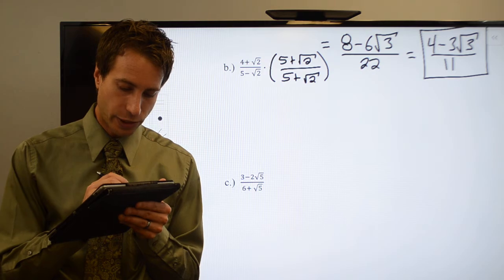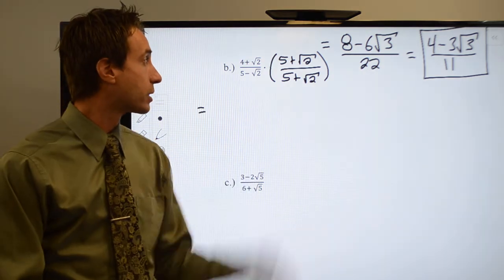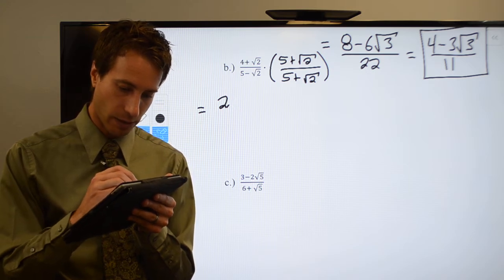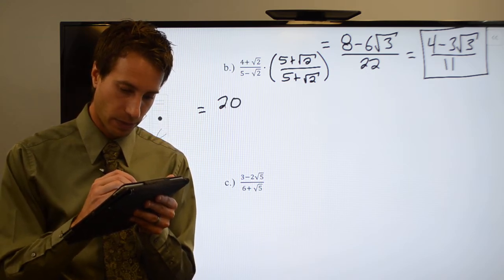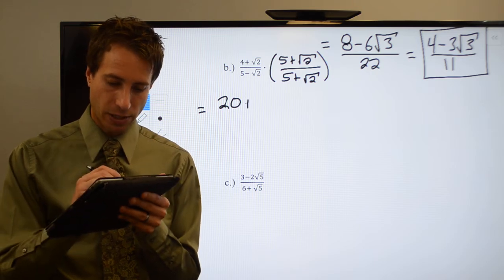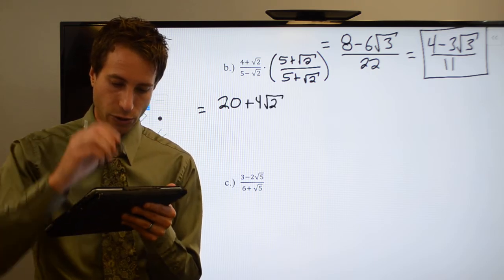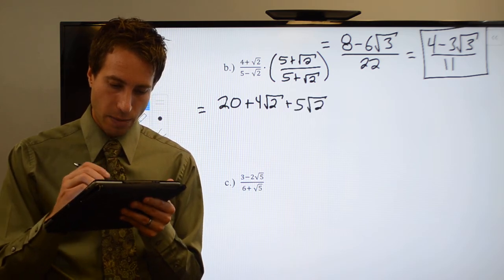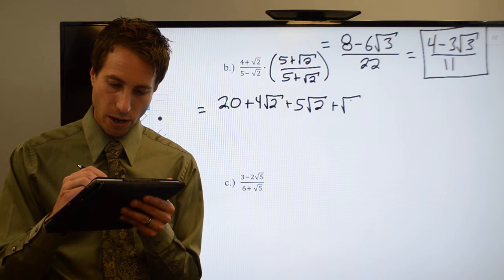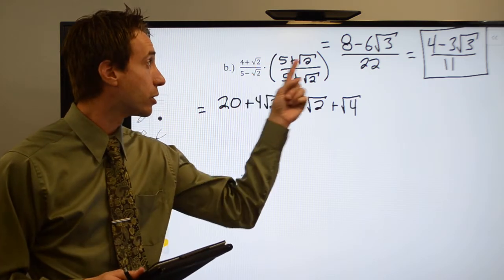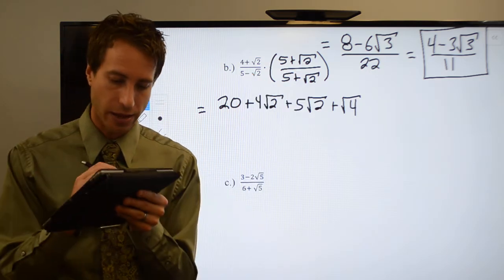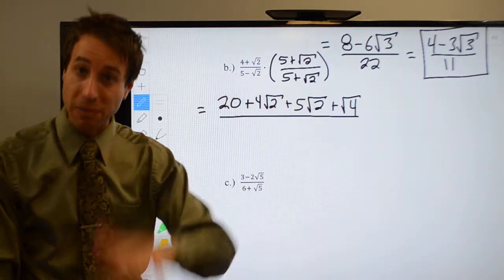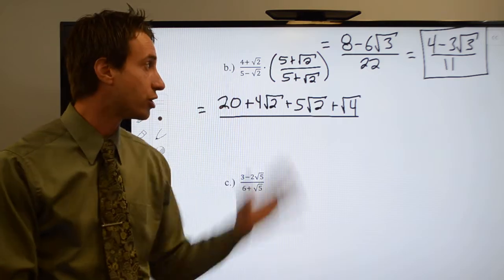All right, we need to FOIL this guy out. 4 times 5, that's going to be a 20. Then I'm going to have plus 4 square roots of 2 plus 5 square roots of 2 plus the square root of 4, because square root of 2 times the square root of 2, multiply the 2's together. You guys got it. We saw in the previous one, when I FOIL the bottom, the middle terms are going to drop out. They always should, so just skip it.